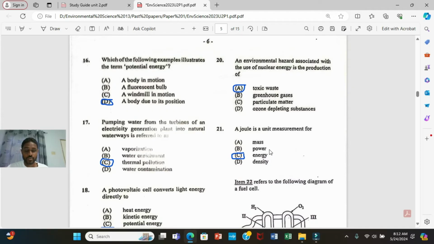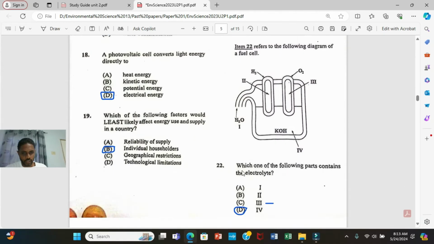All right, number 21, a joule is a unit of measurement for, and the answer is energy. The unit for power is watt. The unit for mass is gram. The unit for density is meter cubed, or cubic meter. Number 22, we said, which of the following parts contain the electrolytes?